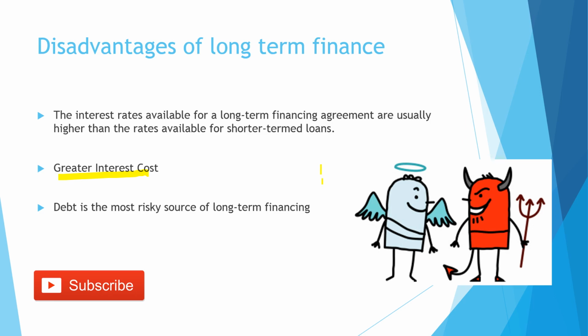For example, if you were to buy a house for 100,000, you'd probably end up paying 130,000 or 140,000 to the bank to be able to have the property under your name, if it's a mortgage. So there will be like 40,000 interest you'll pay over 20 years. So that is the disadvantage. Debt is the most risky source of long-term financing.